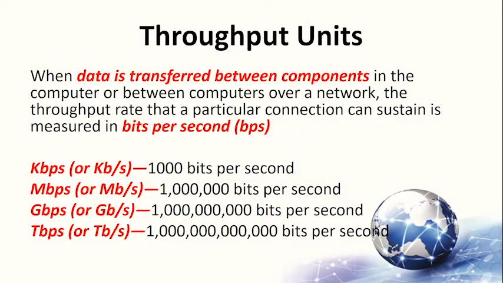When data is transferred between components in the computer, or between computers over the network, the throughput rate that a particular connection can sustain is measured in bits per second, or bps, such as kbps, which is 1000 bits per second. Mbps is 1 million bits per second. Gbps is 1 billion bits per second, and Tbps is 1 trillion bits per second.